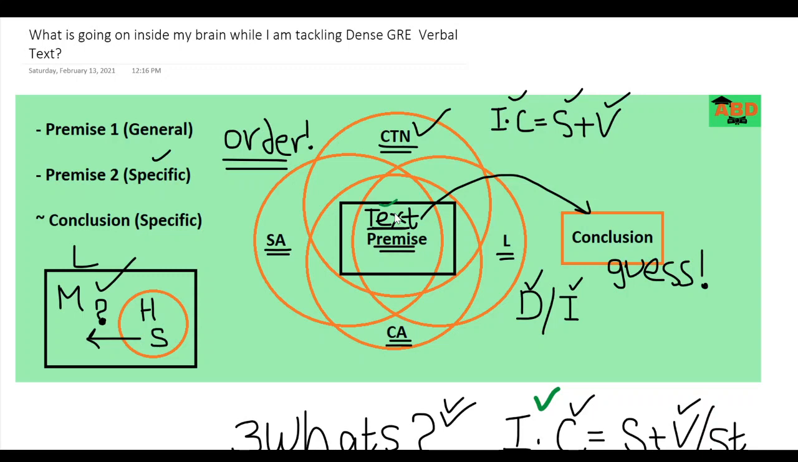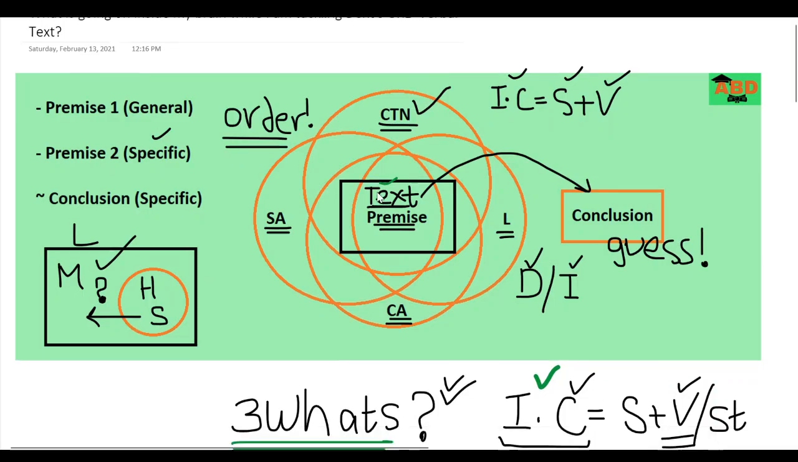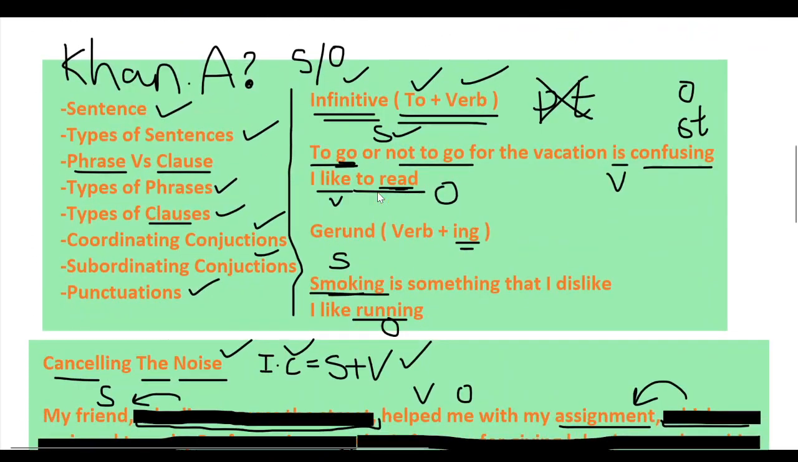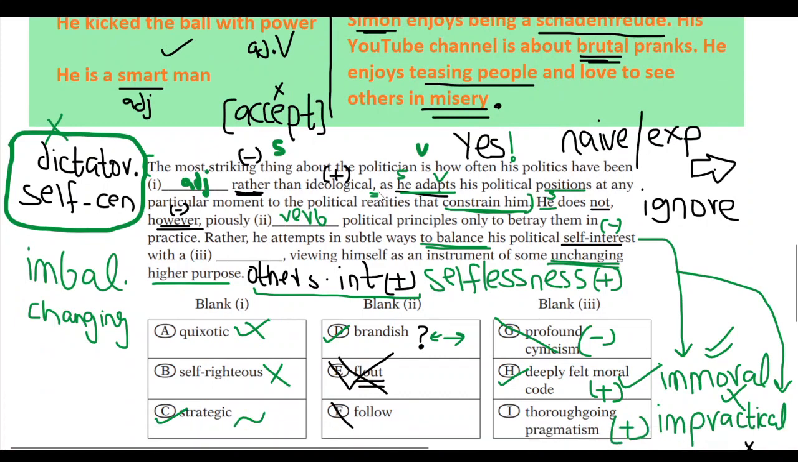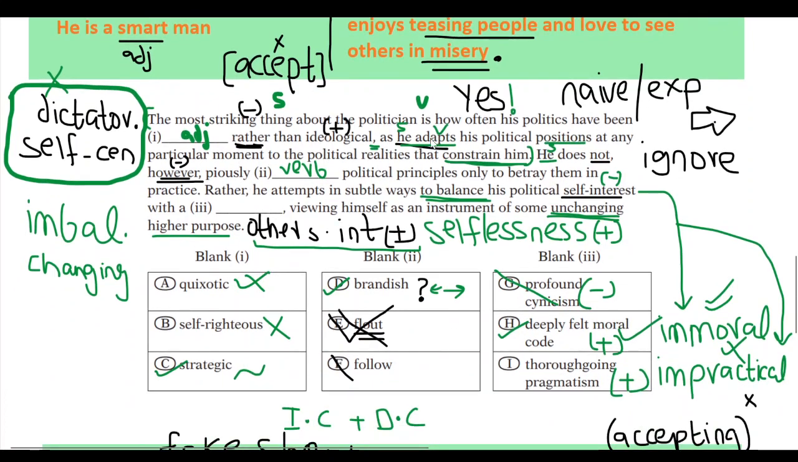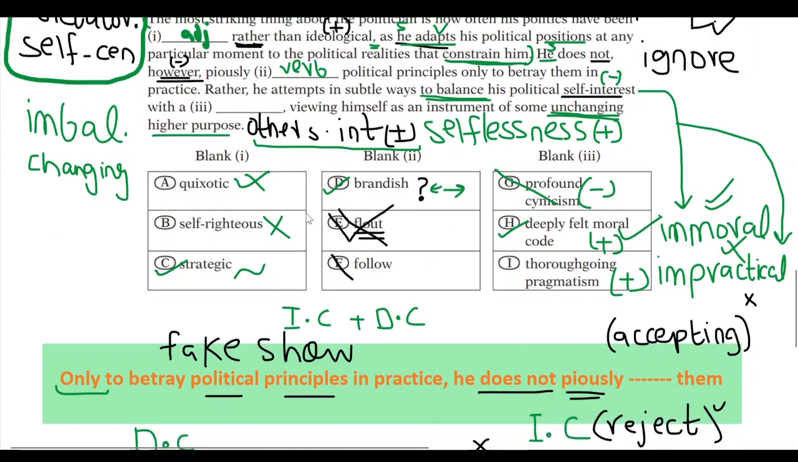So the takeaway, guys, over here is that I needed you to really focus on a neat process so that you can actually get a sense of how these ETS passages are constructed and what you need to do in order to decipher them strategically.